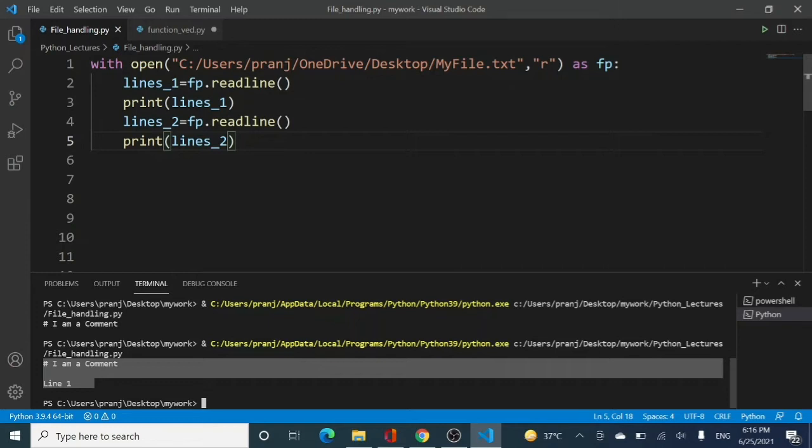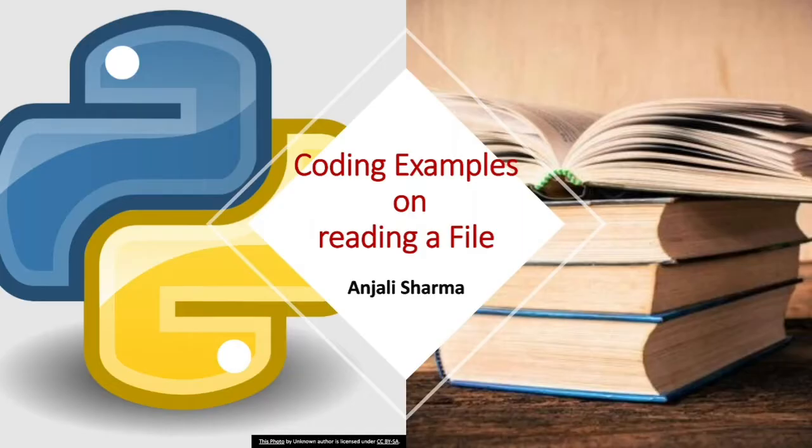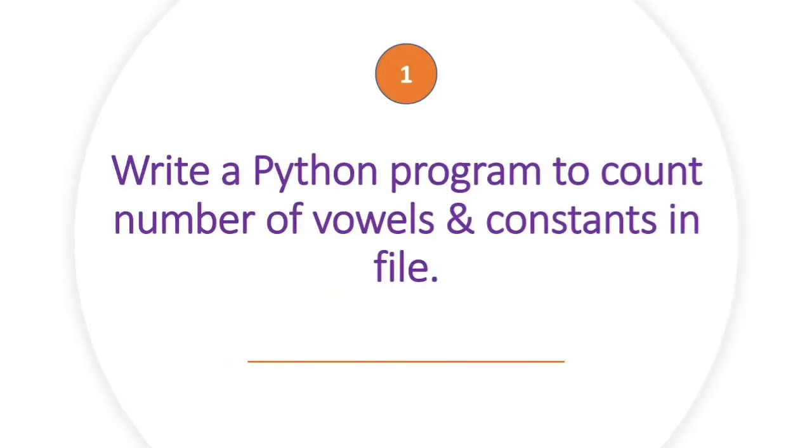Now let us go back to our slides and see some of the examples with which we can do the coding in file handling. Now let us look at some of the coding examples on reading a file. The first code that we are going to see today is: write a Python program to count the number of vowels and consonants in a file. So for that, let us move to our Python screens.